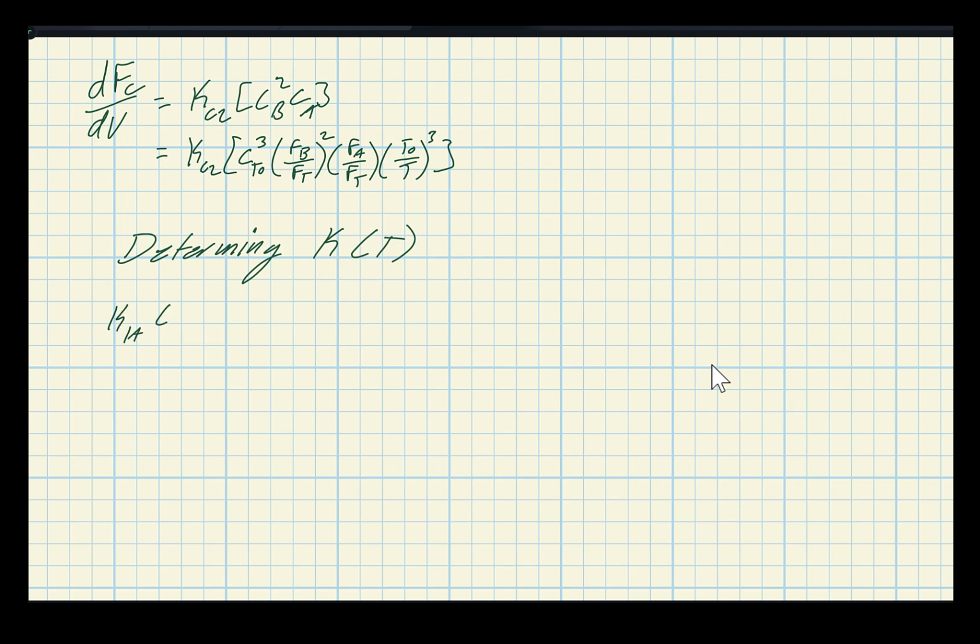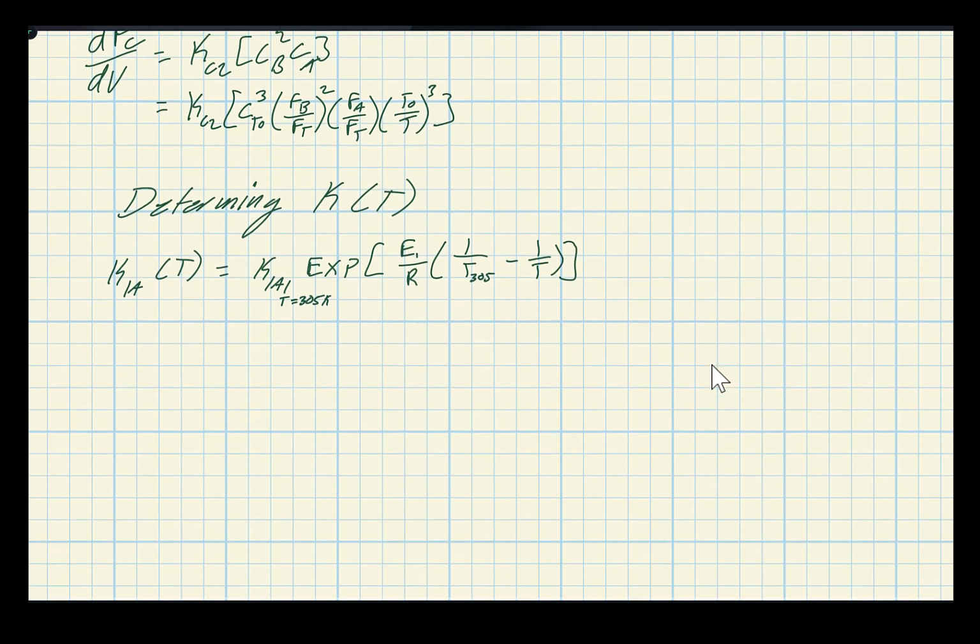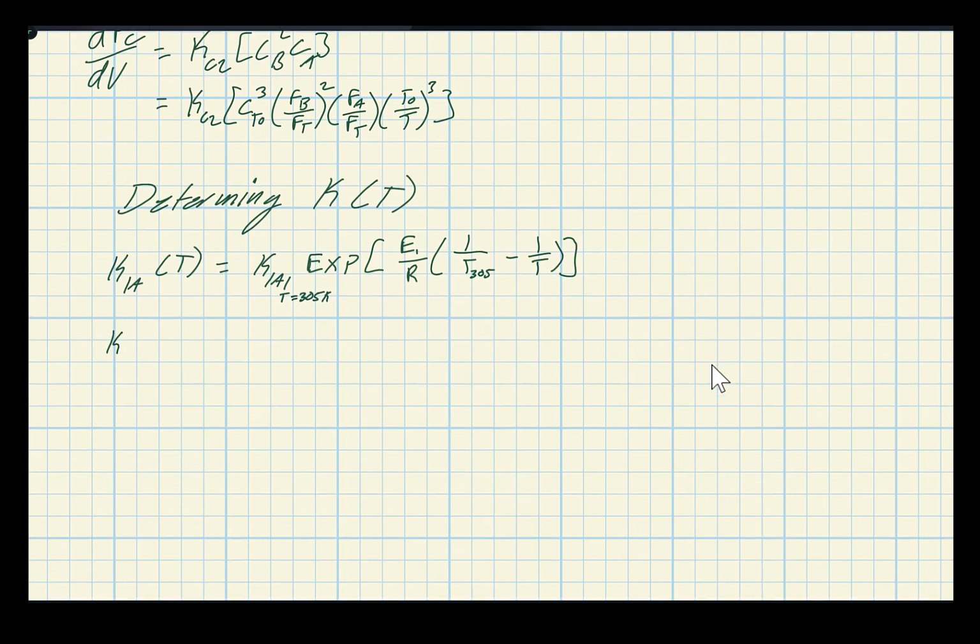K1A as a function of temperature is then equal to K1A at 305 Kelvin, which was given, times exp, exponential, of our activation energy 1, which is given, over our R, times 1 over the temperature of 305, minus 1 over our T, which is changing. Okay. And then we have our K2A, which is changing as a function of temperature, is equal to our K2A2. I'm sorry, this is actually a C.